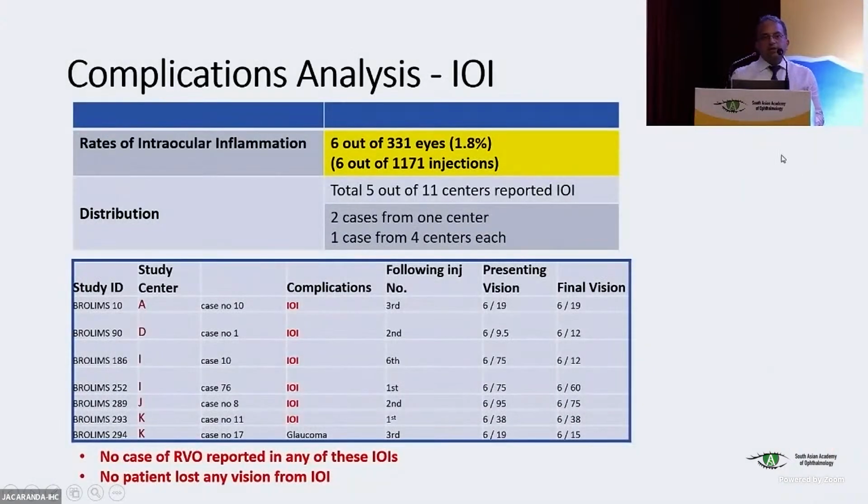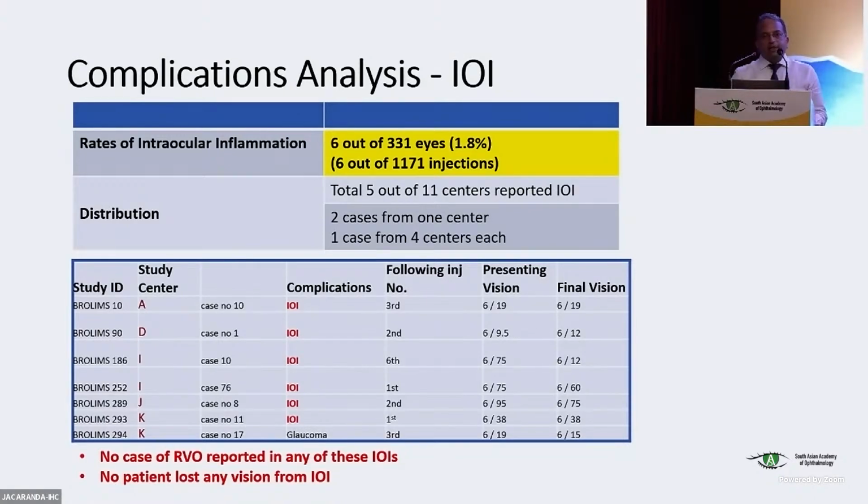And this was again a very keen area of interest for all of us: what is the complication rate in Indian patients? As reported by all our study centers, 6 out of 331 eyes, that amounts to around 1.8%, was the incidence of intraocular inflammation. And if you calculate as per number of injections, it was 6 out of around 1100 injections. Only 5 out of 11 centers reported IOI, and there were 2 cases from 1 center and 1 case each from 4 centers. But none of these patients developed any retinal vein occlusion or occlusive vasculitis.